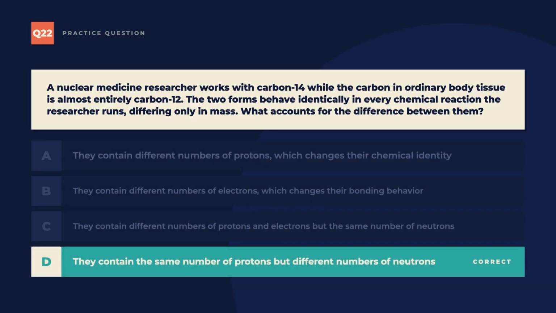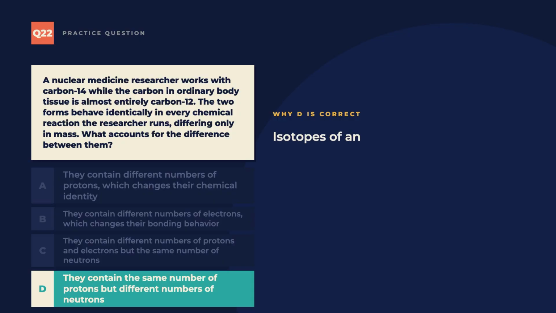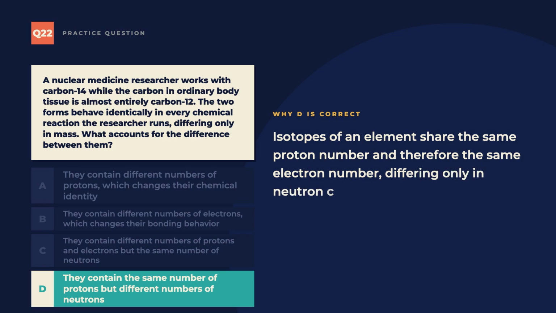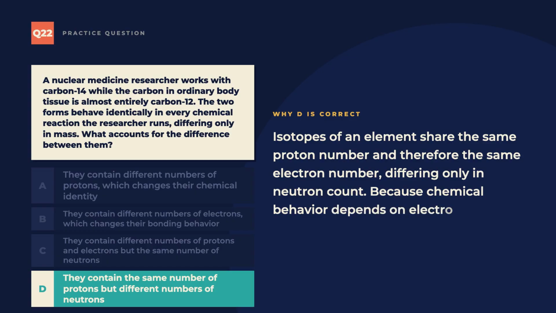The correct answer is D. They contain the same number of protons but different numbers of neutrons. D is correct because isotopes of an element share the same proton number and therefore the same electron number, differing only in neutron count. Because chemical behavior depends on electrons, isotopes react identically and differ only in mass.